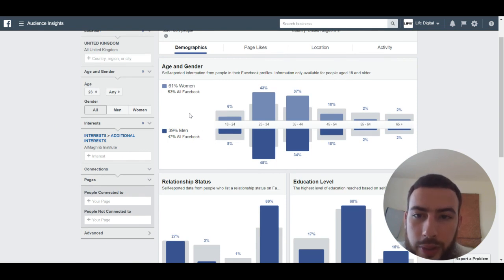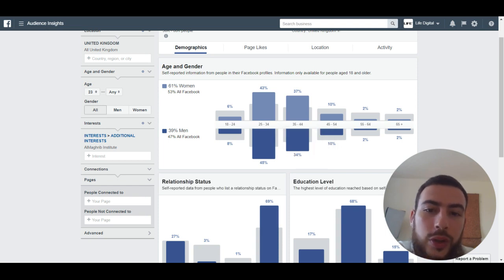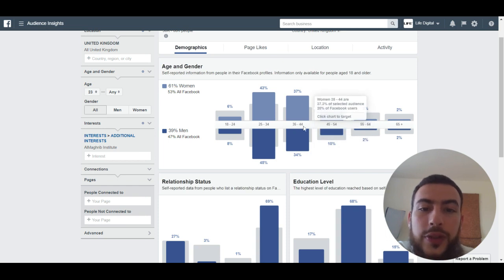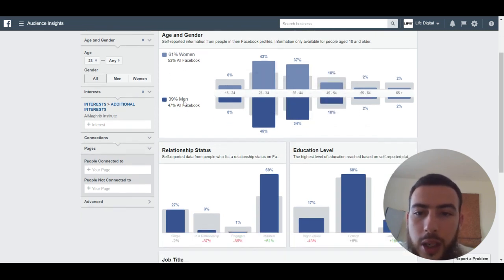So I think it's showing here that 61% of our audience is women. Okay. Also, it's showing that the biggest chunk of the audience is 25 to 34-year-olds. But it's also showing something interesting, which is that 35 to 44-year-olds are a much bigger chunk of the audience than those younger than 25. So that's interesting for me. Okay, that's standing out for me.